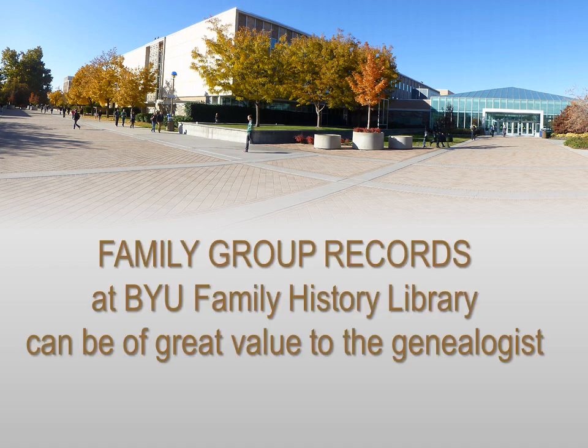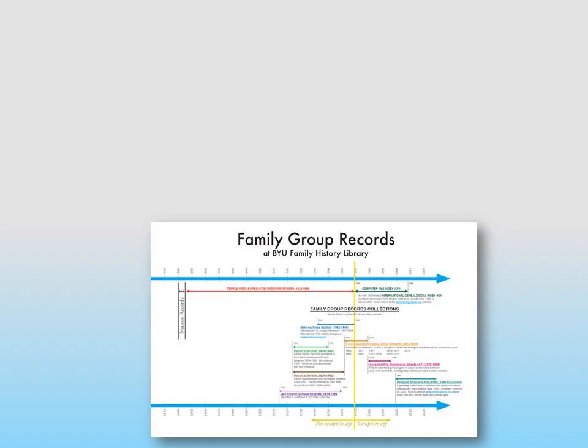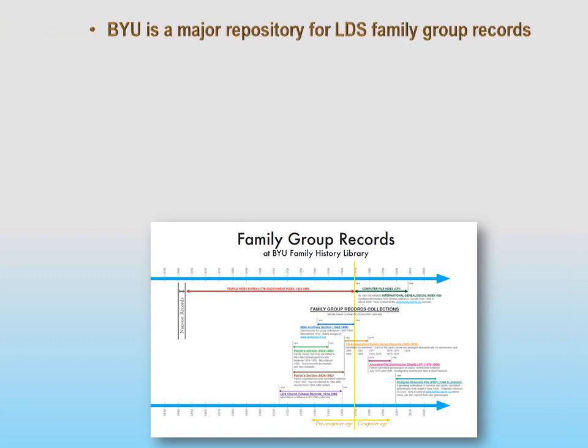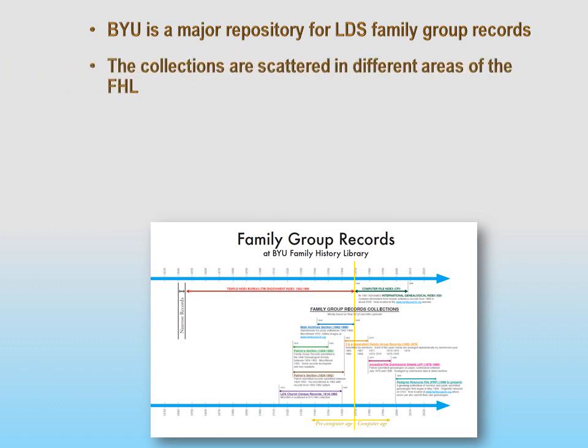Family group records at the BYU Family History Library can be of great value to the genealogist. This is a chart showing the family group records at the BYU Family History Library. BYU is a major repository for LDS family group records. The collections are scattered in some different areas of the Family History Library.